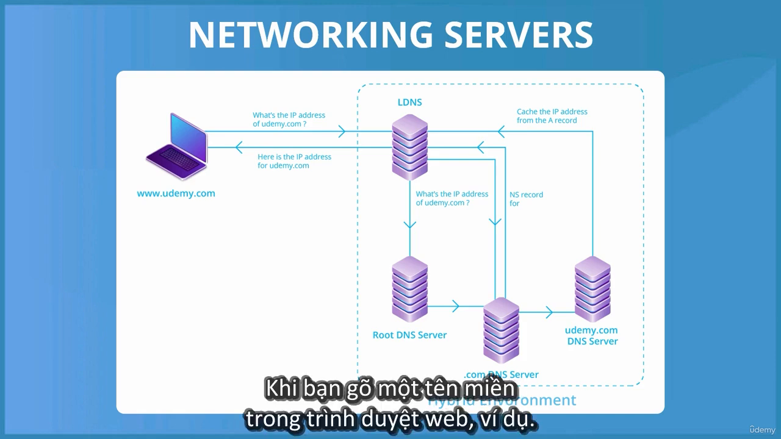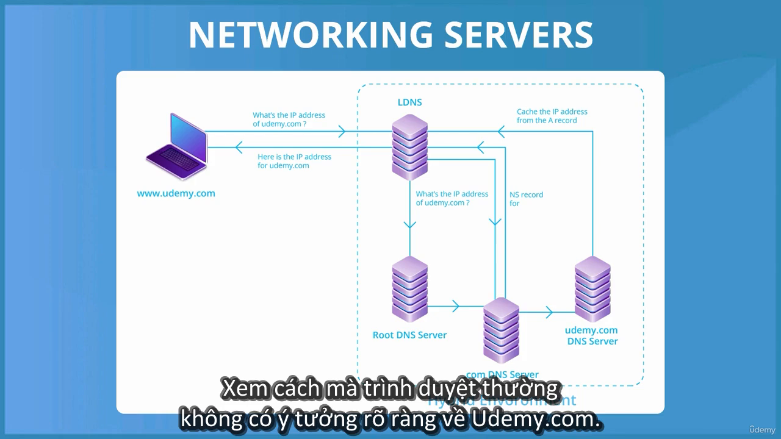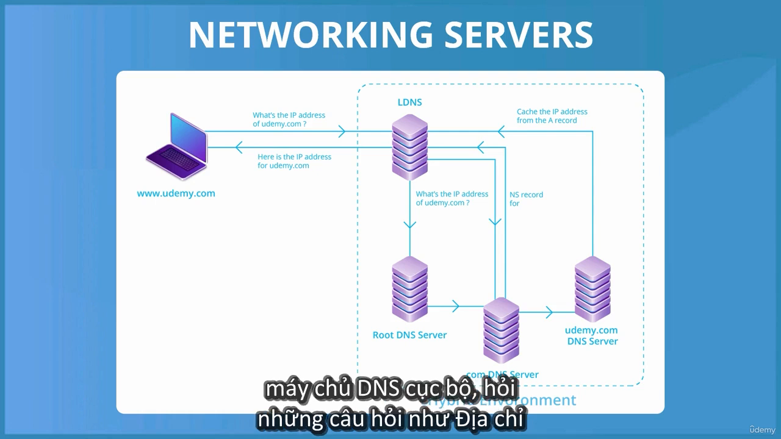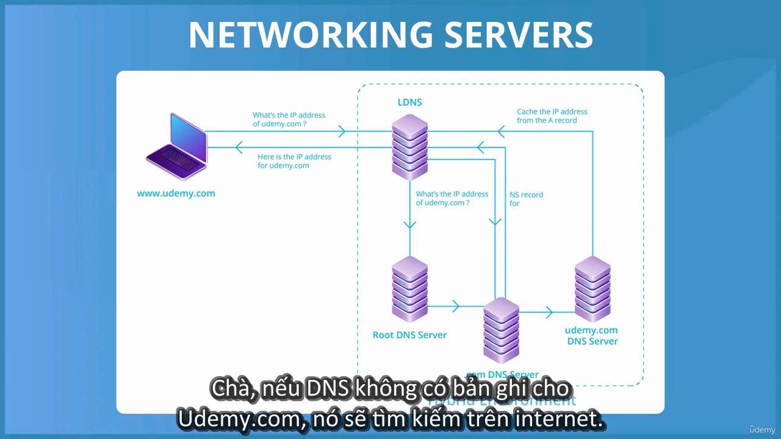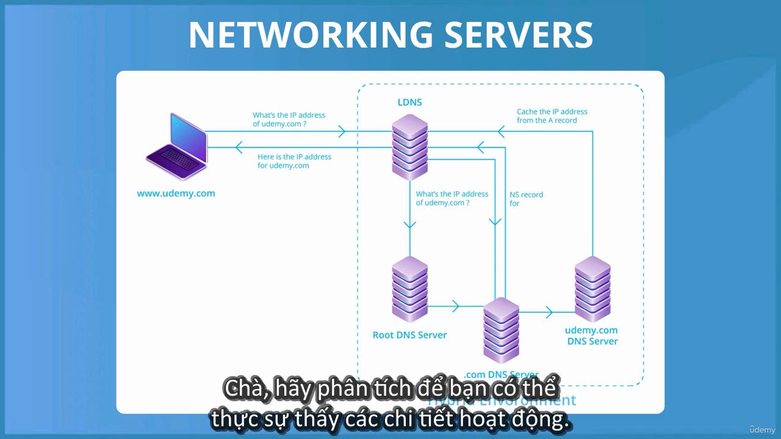So check it out. When you're typing a domain name into a browser, for example, udemy.com, see how the browser often has really no idea where udemy.com is? So it will send a query to the LDNS, which is the local DNS server, asking questions like, what's the IP address of udemy.com? Well, if the LDNS has no record for udemy.com, it's going to search the internet, find out who owns www.udemy.com. But let's break it down so that you can actually see the working details.